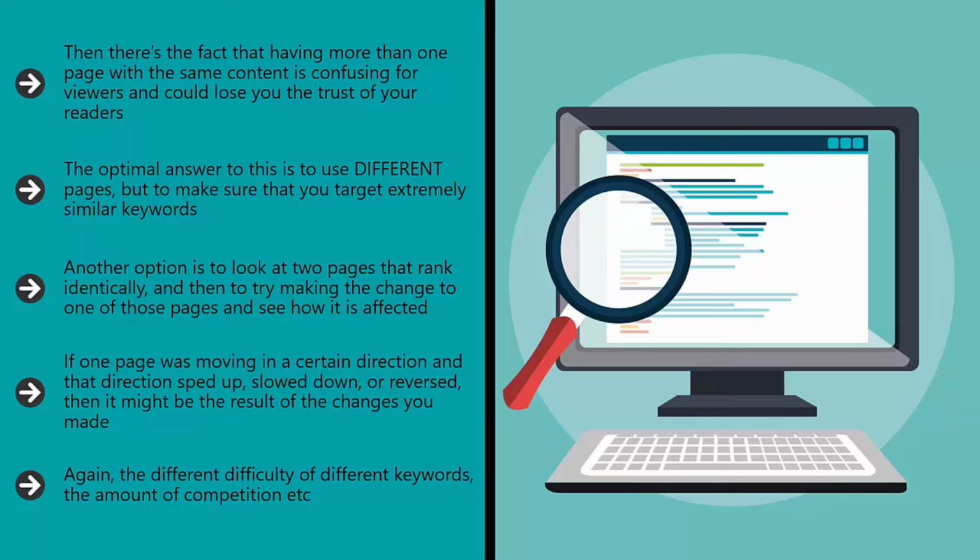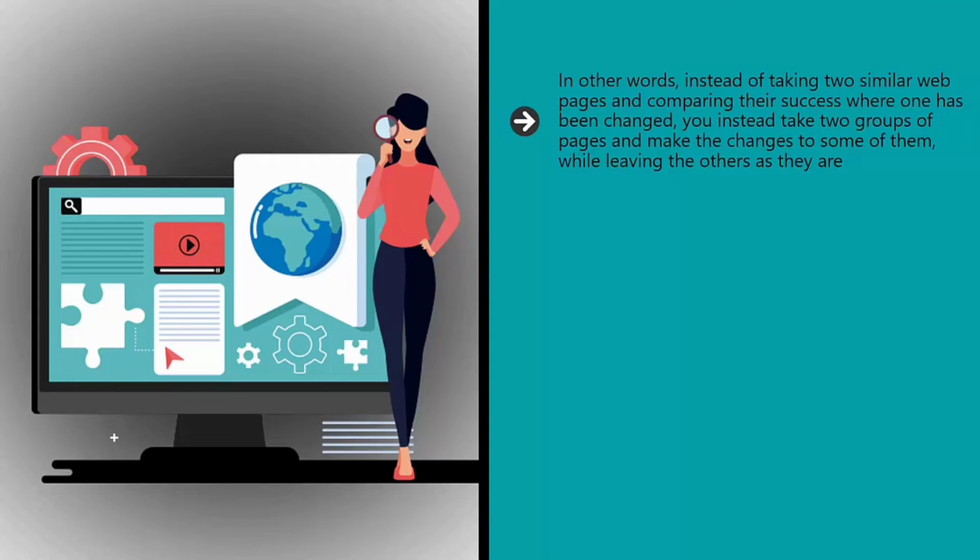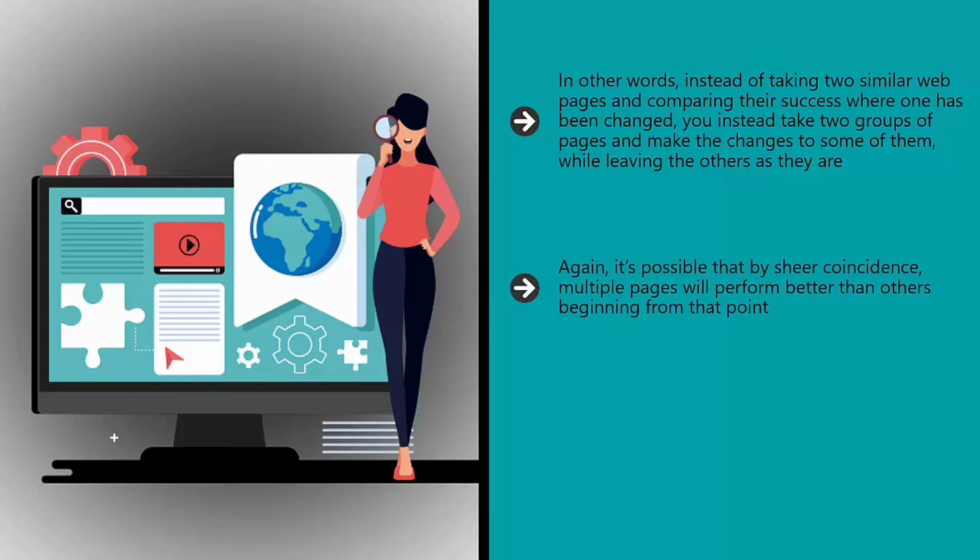Again, the different difficulty of different keywords, the amount of competition, etc., can all impact on your results and potentially skew your findings. But while this might be seen as a problem, it can be mitigated somewhat by simply using as many pages as possible in your test. In other words, instead of taking two similar web pages and comparing their success where one has been changed, you instead take two groups of pages and make the changes to some of them while leaving the others as they are. Again, it's possible that by sheer coincidence, multiple pages will perform better than others beginning from that point.